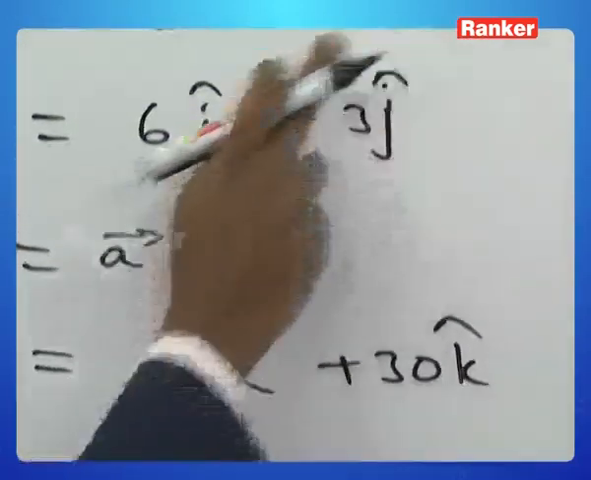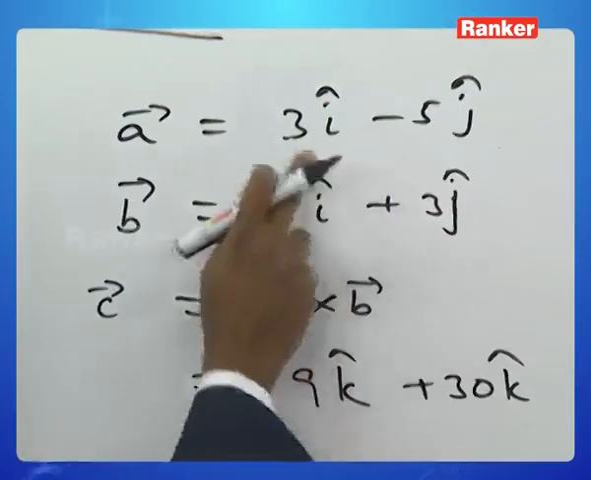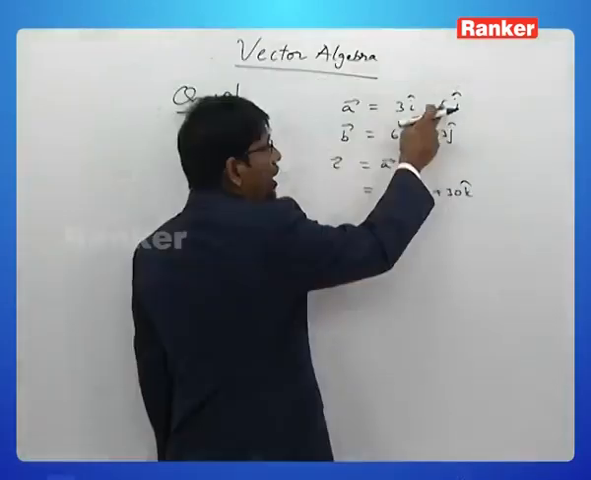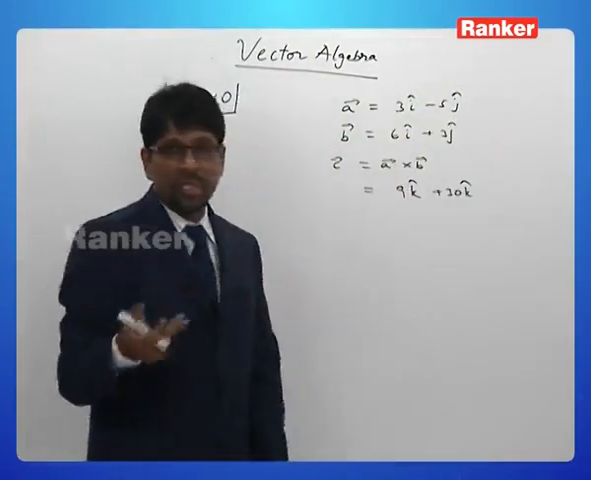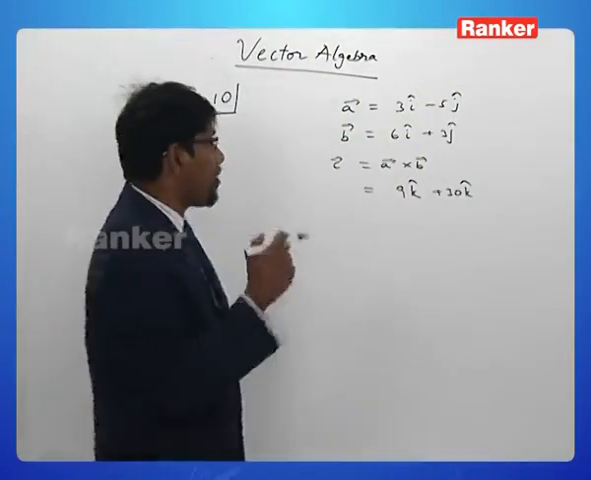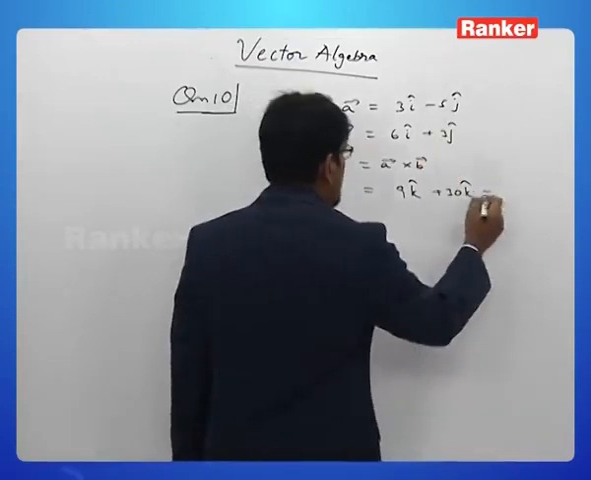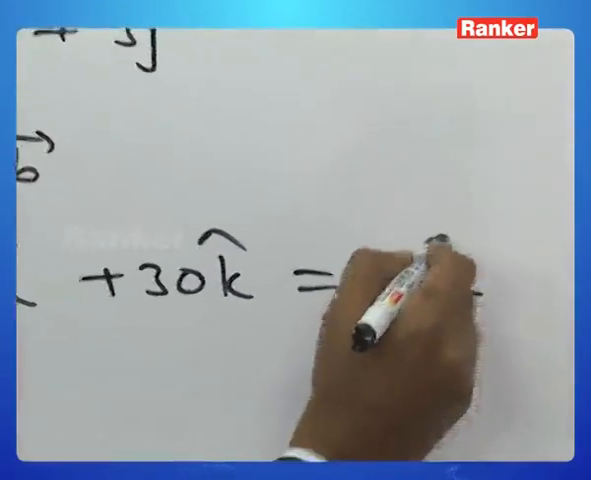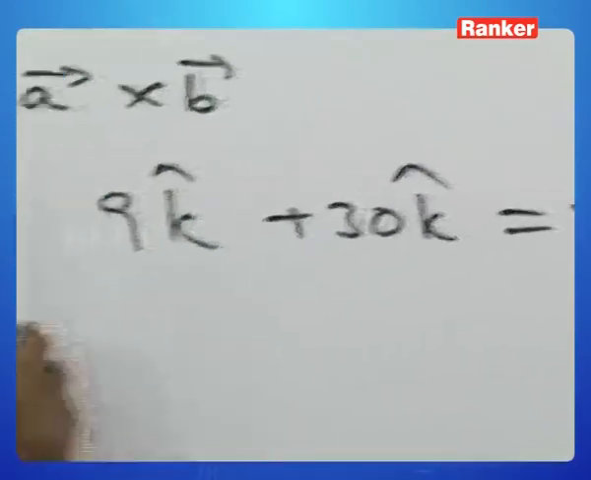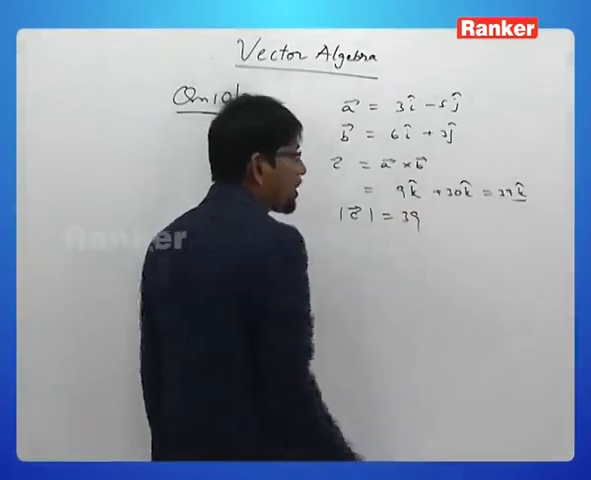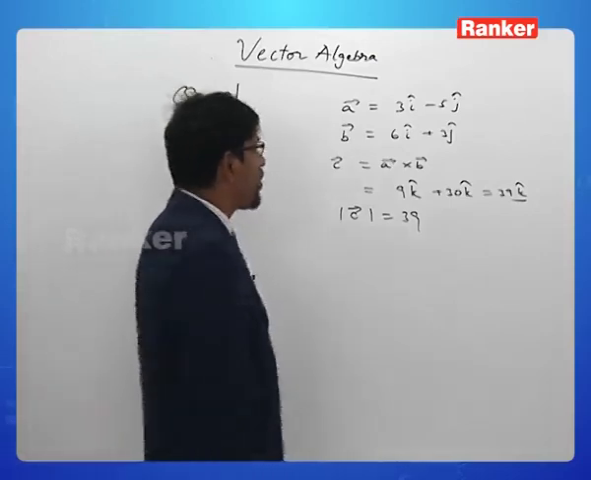That is minus 5j into 6i cap is going to be minus 30 into j cross i. What is j cross i? Minus k. So minus of minus, that will make it plus there. And then j cross j is anyway 0. So we get 39k. Clearly the magnitude of C is 39, with k cap being a unit vector.